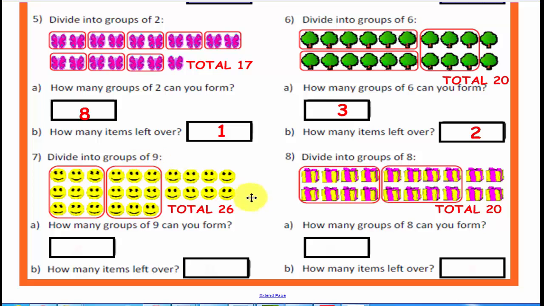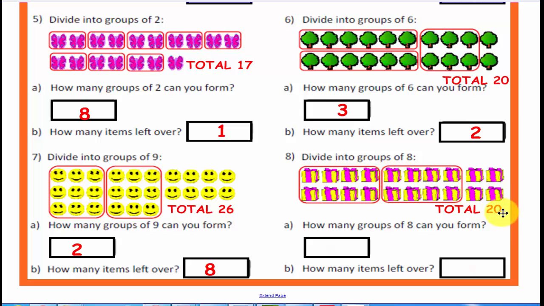Divide this in groups of 9. We have a total of 26. So we have 2 groups, because we can't make 9 out of this one. So we have 2 groups of 9. It's 18, 19, 20, 21, 22, 23, 24, 25, 26. So how many do you have left over? 8.